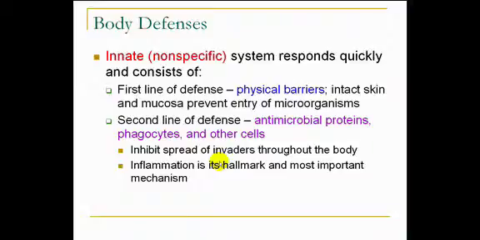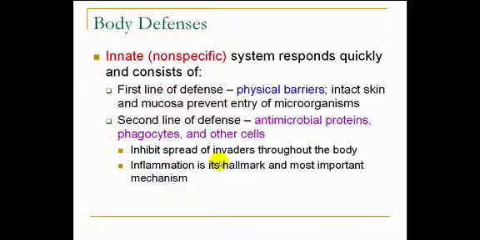The second line of defense is if pathogens get through those first physical barriers and they enter into your system, then you have to have your second line of defense. And these are things like antimicrobial proteins that your body makes, phagocytes, which are cells that engulf other cells, and then there's other cells that we'll talk about. That's pretty general, but we'll talk about them in more specific.